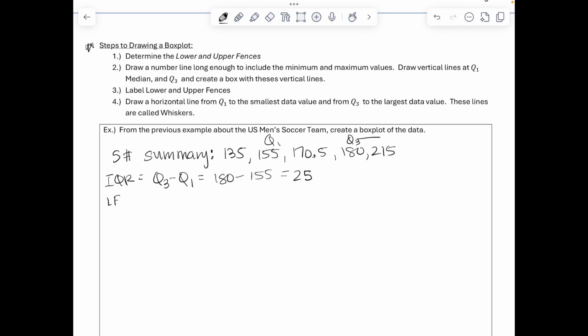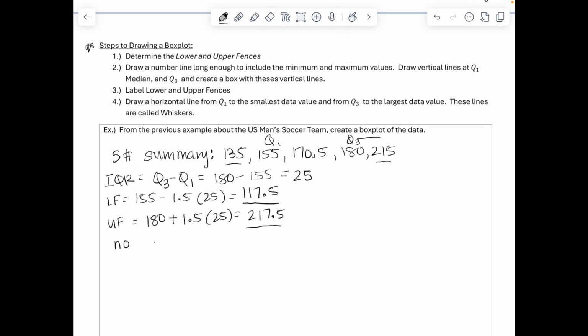So calculating our lower fence, this is going to be Q1, which is 155, minus 1.5 times your IQR, which is 25. Working this out, we get 117.5. Our upper fence is going to be Q3 plus 1.5 times our IQR. And working this one out, we get 217.5. So now you have to check and see if anything's smaller. Are there any weights less than 117.5? And no, we knew that our min value was 135. And then is anything larger than 217.5? And no, the highest weight that we had was 215. So this means that there are no outliers.